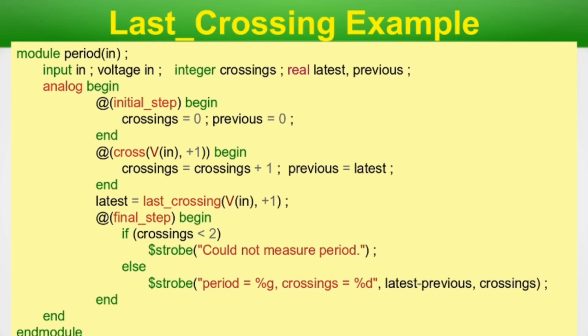Guys, this is the example of the last crossing. This is specific to getting the last crossing, and it can be used with the cross statement. Okay, let's move on to event ORing.